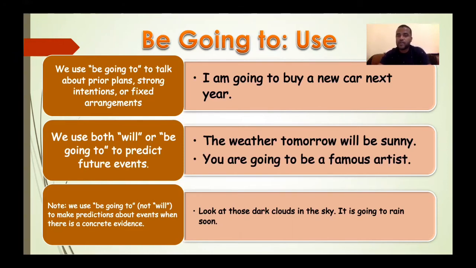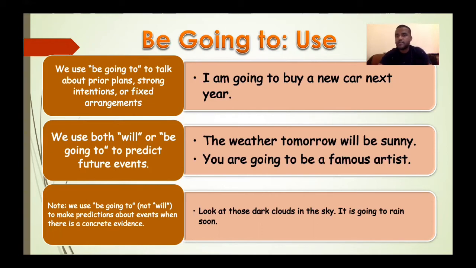So we can say the weather tomorrow will be sunny, or you can say you are going to be a famous artist. Note we use be going to, not will, to make predictions about events when there is concrete evidence. We can say, look at those dark clouds in the sky. It's going to rain soon.